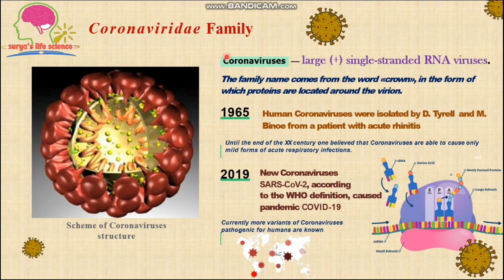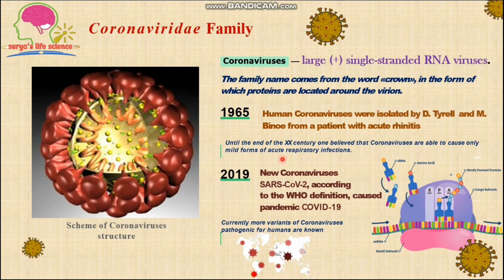In the year 1965, human coronaviruses were isolated by Tyrrell and Bynoe from a patient with acute rhinitis. What is rhinitis? It is a condition in which inflammation of the mucous membrane of the nose is caused by a virus infection. For example, you can take it as a common cold, or it can be caused by any allergic reaction. So that's all and simple about rhinitis.